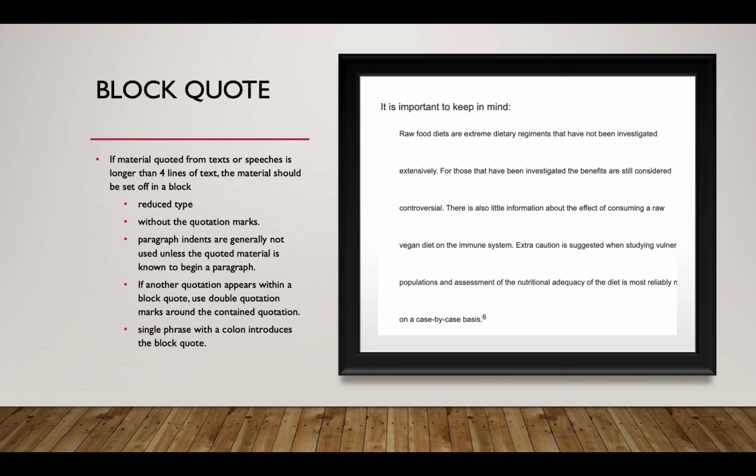So let's hypothetically say that this sentence here was a direct quote from another source. You would have to put the double quotation marks there. A single phrase with a colon introduces the block quote. So you usually just have a short little phrase. It is important to keep in mind, and then you use a colon, and that's what introduces the block quote.